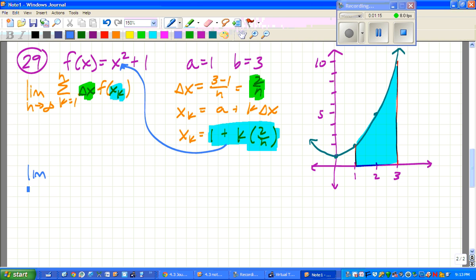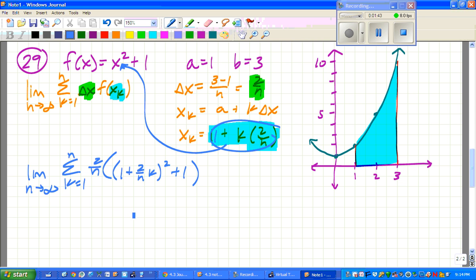So we're going to have the limit as n approaches infinity of the sum from k equals 1 to n of 2 over n times f of x sub k. So we're taking this whole thing. Oops, kind of lost the 1 there. And we're putting it in for x. So we have that whole thing, 1 plus 2 over n k squared plus 1. It's just taking the place of our x right there.